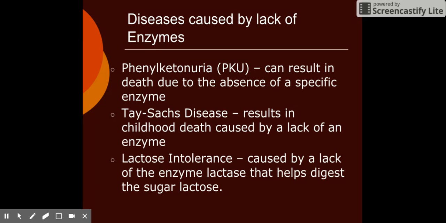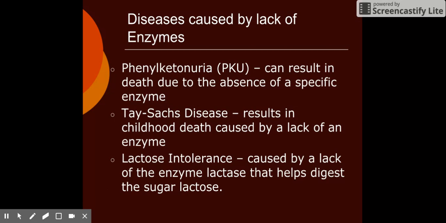Now, we as a very, I'd say, medically advanced society at this point, we don't see death from this very often because this is tested for in infants. And so somebody who has PKU would know not to eat foods that have that particular amino acid in there. Tay-Sachs disease results in childhood death caused by a lack of an enzyme as well. So enzymes are very, very important.